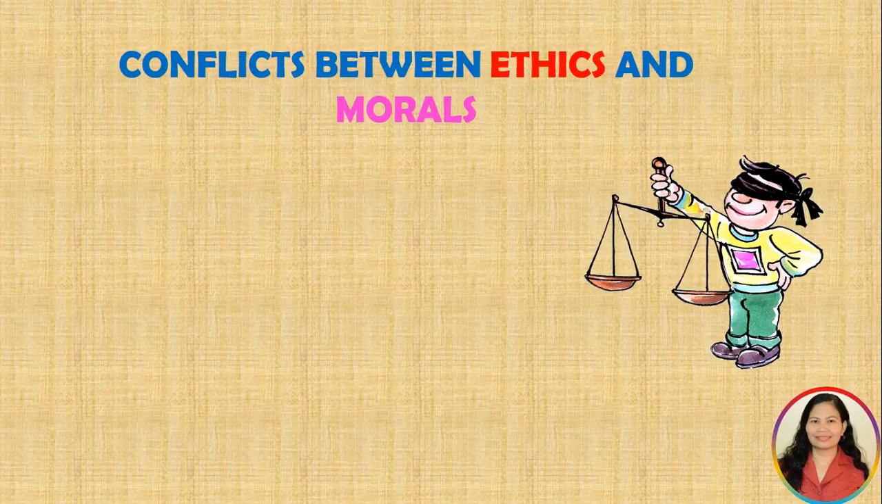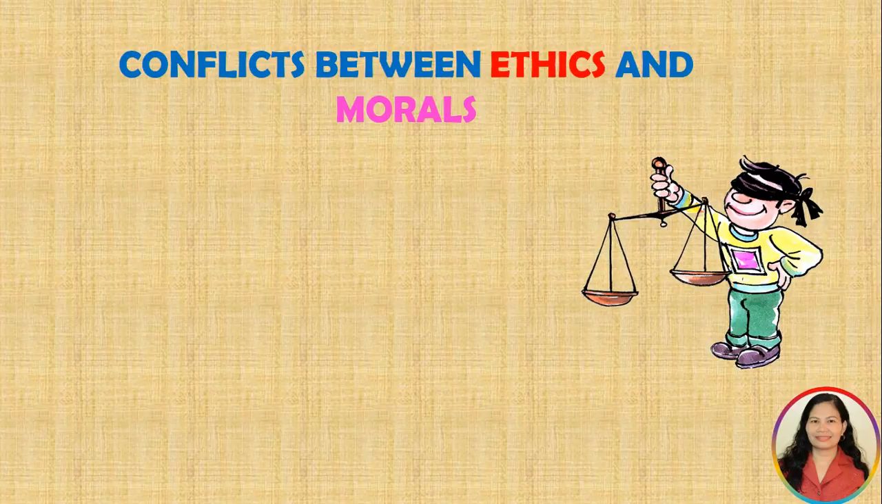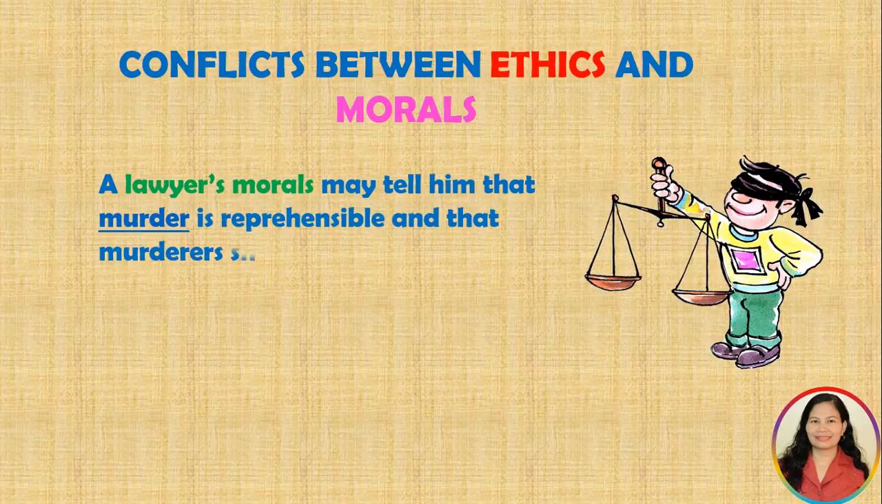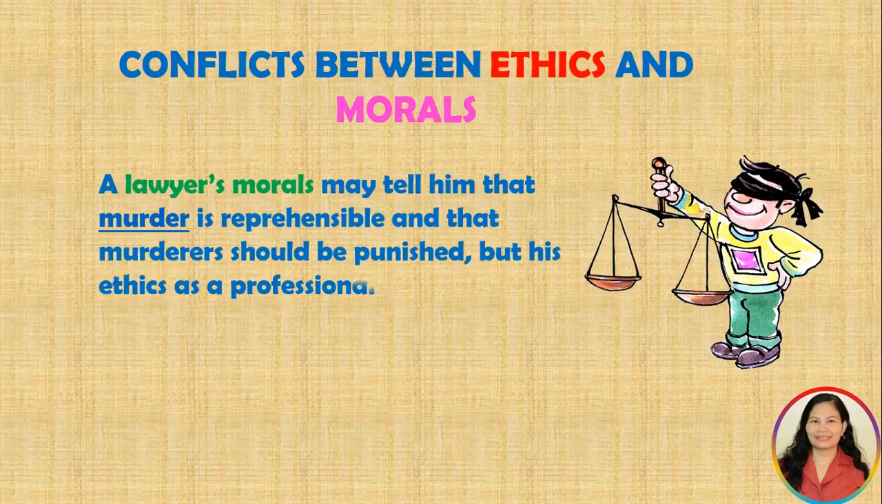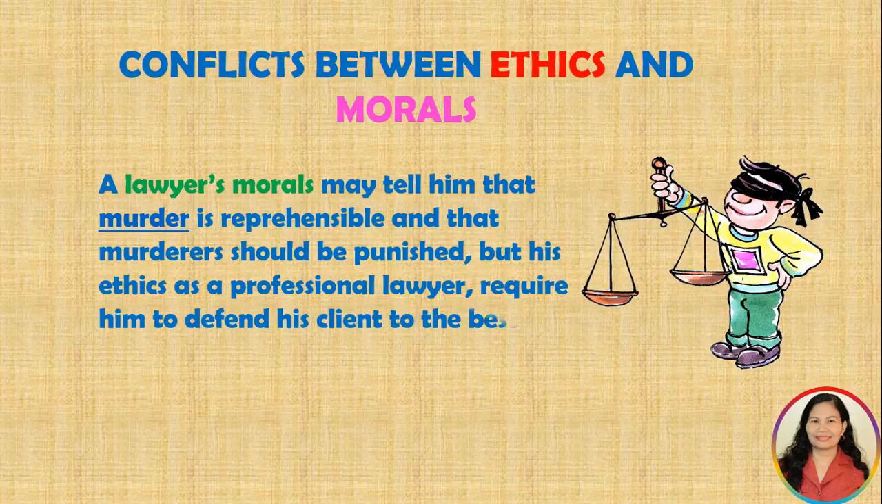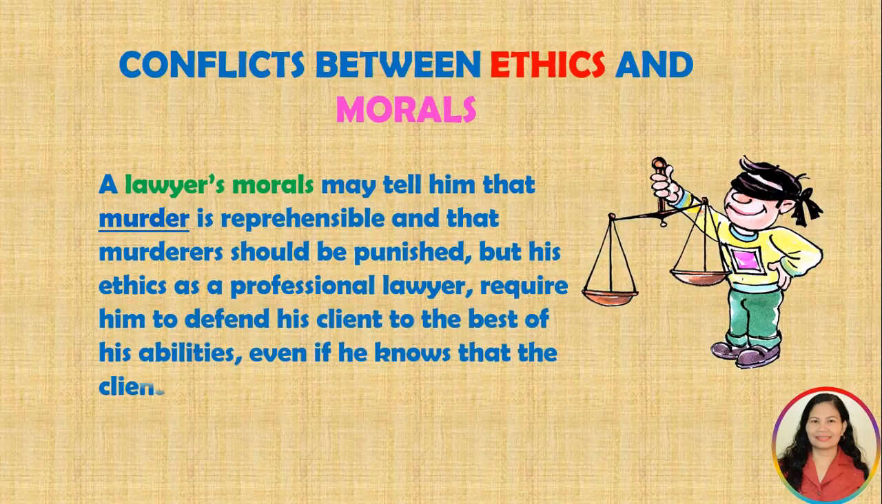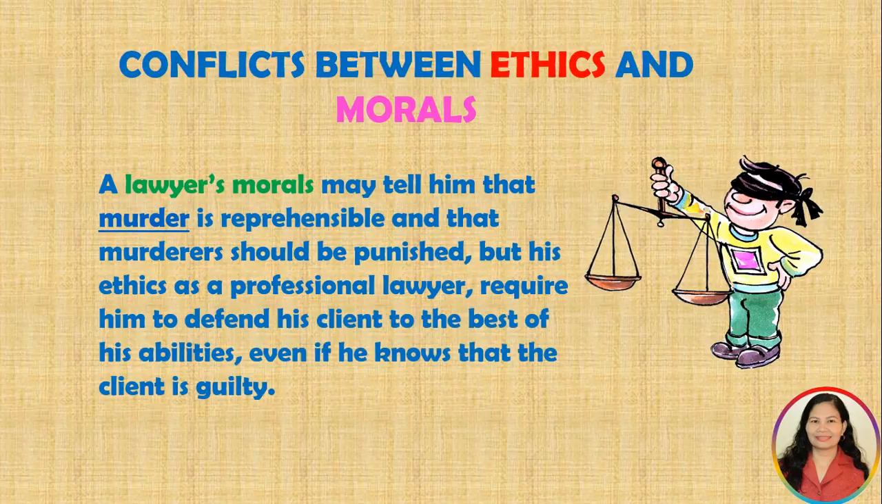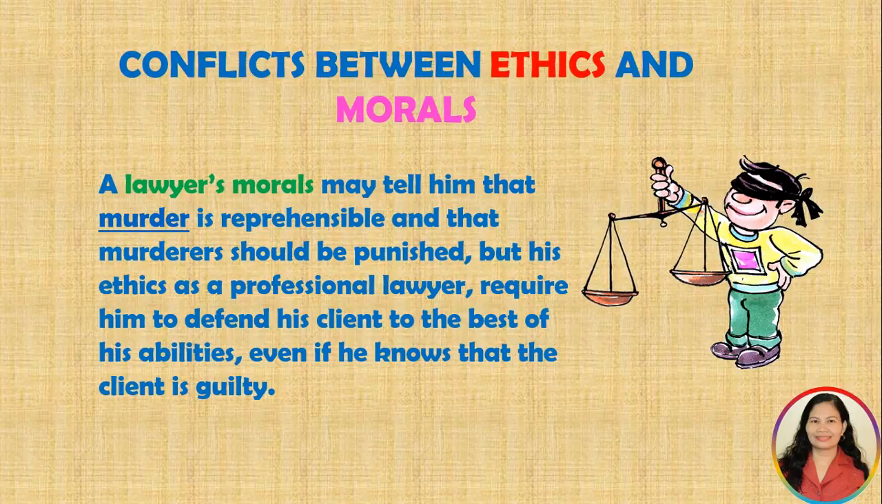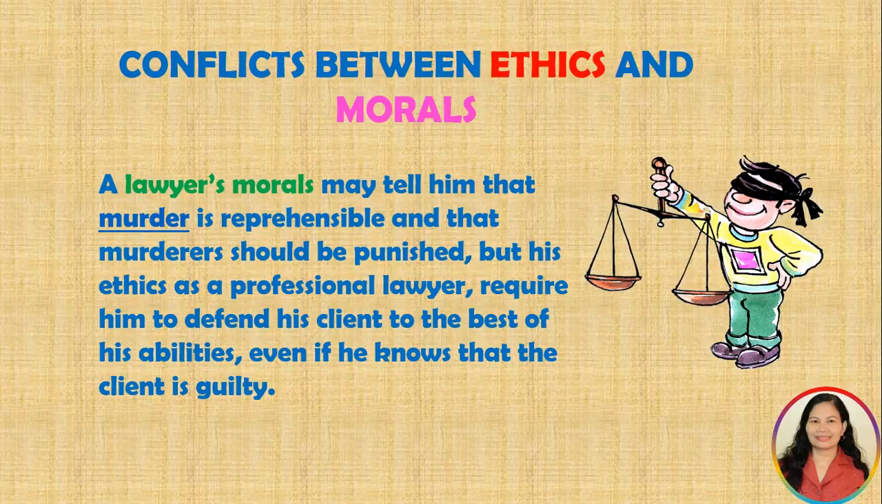There are conflicts between ethics and morals. One professional example of ethics conflicting with morals is the work of a defense attorney. A lawyer's morals may tell him that the murder is reprehensible and that the murderers should be punished, but his ethics as a professional lawyer require him to defend his client to the best of his abilities, even if he knows that the client is guilty.